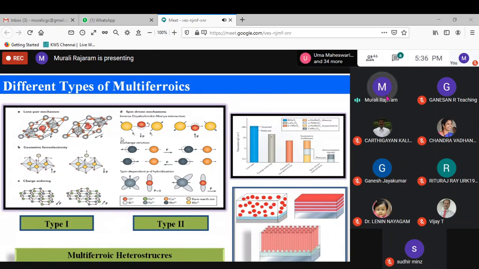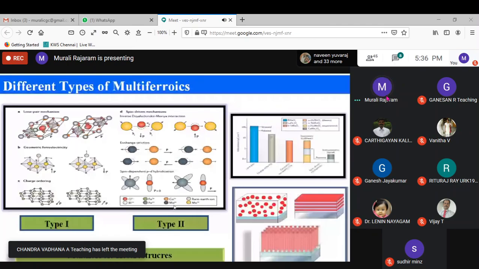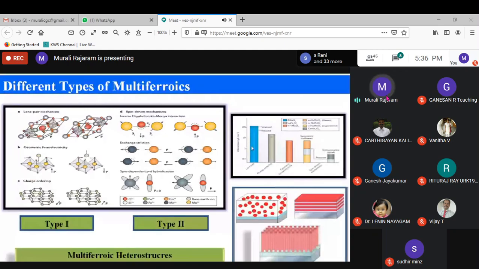A special arrangement of spins can induce electric polarization. So this kind of spin-driven mechanism, I'm going to give an example on bulk materials of this class. There are also other classes of materials where one kind of polarization affects the other, and this graph shows the polarization of different classes of materials.